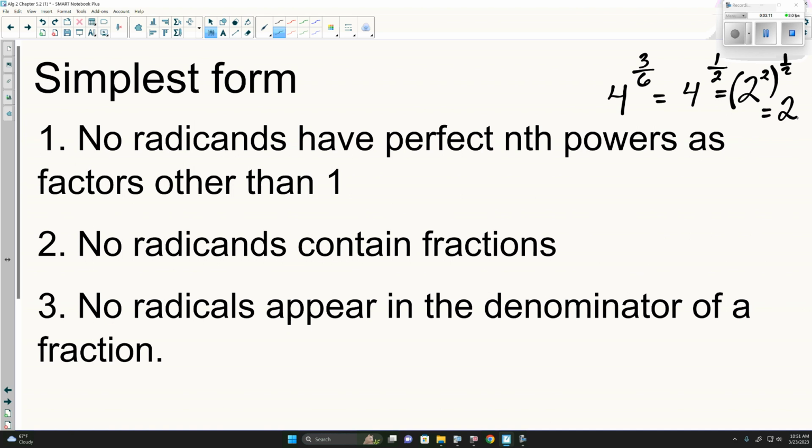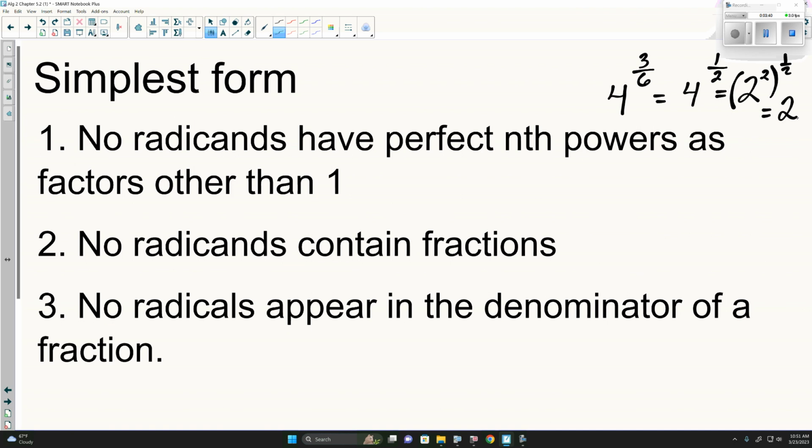No radicands contain fractions. We can't have a radical with a fraction in it. And lastly, no radicals can appear in the denominator of a fraction. We cannot have a fractional exponent in the bottom of a fraction. And our other properties of exponents still hold true. We can't have negative exponents. We have to make sure that they are positive.